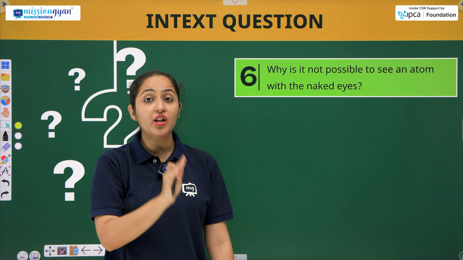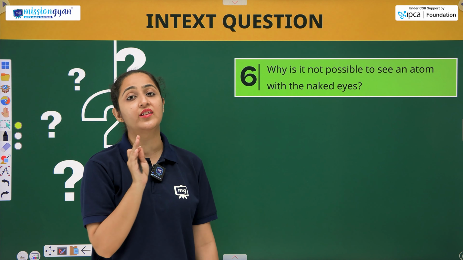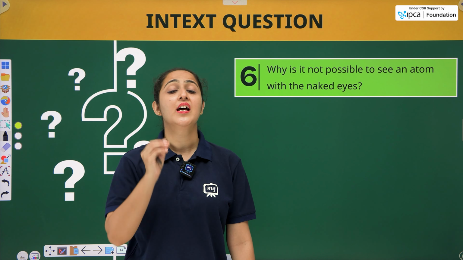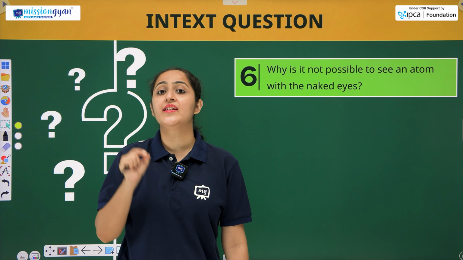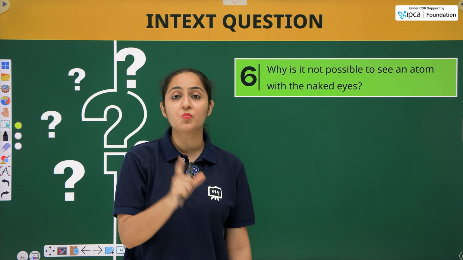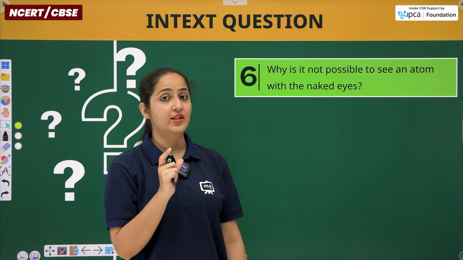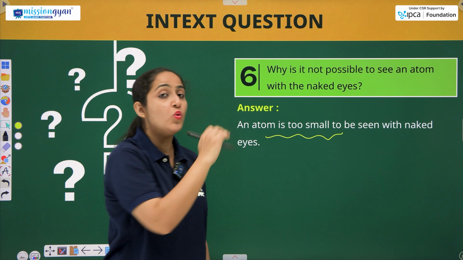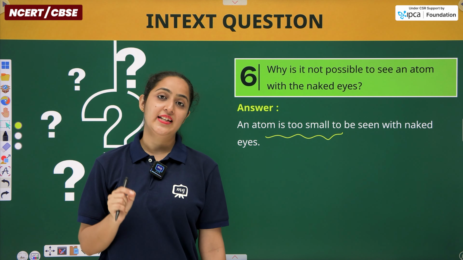Why is it not possible to see an atom with naked eyes? तो naked eyes से हम क्यों नहीं देख सकते कोई एटम को स्टूडेंट्स? Because it is very very small. ठीक है, तो बहुत ही small होता है एटम. That's why we cannot see it with our naked eyes. Due to its very small size, they are too small to be seen with our naked eyes.